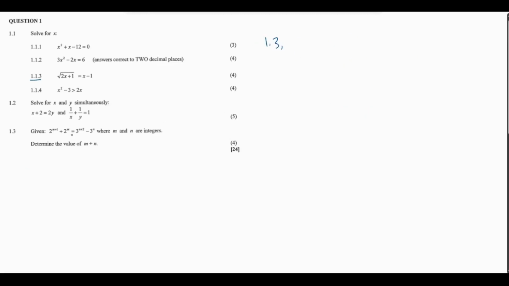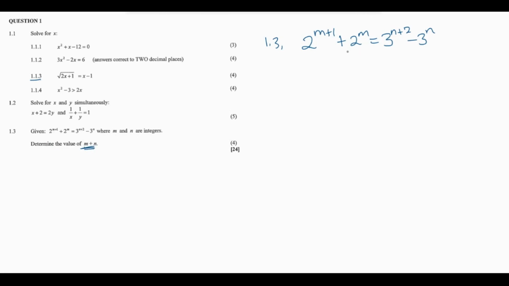Let's do question 1.3. 2 to the power m plus 1 plus 2 to the power m is equal to 3 to the power n plus 2 minus 3 to the power n, where m and n are integers. Then determine the value of m plus n. So what does that mean? We have to find the value of m, then find the value of n, and then we add them.